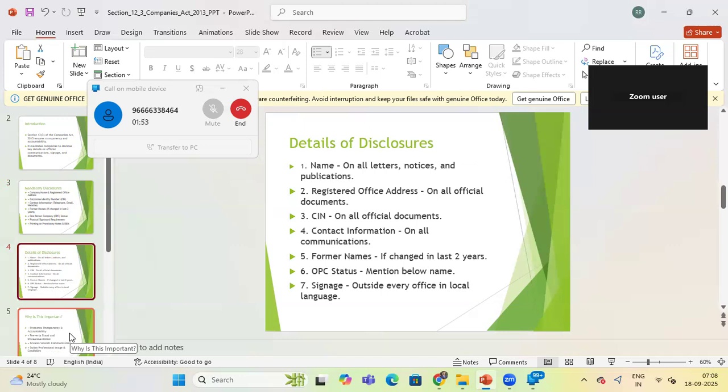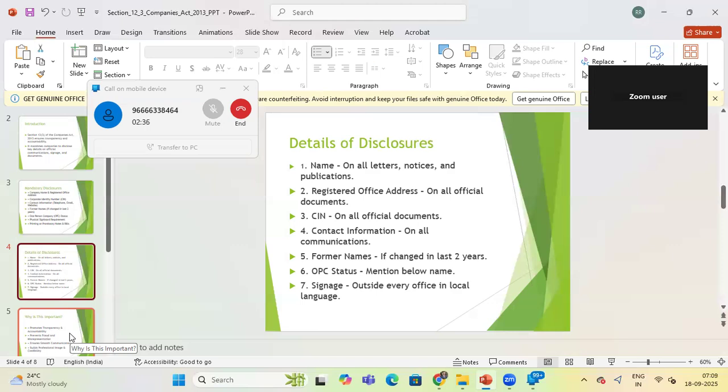Company name and registered office address: the full legal name of the company as per the certificate of incorporation by MCA, and the registered office address, the full address where all notices and communications are officially sent, and CIN number. CIN means Corporate Identification Number, a unique 21-digit alphanumeric code issued by the Registrar of Companies. This works like a company's PAN or Aadhaar, allowing quick verification on the MCA portal. And the contact information: telephone number, email ID, website if available, fax if any.